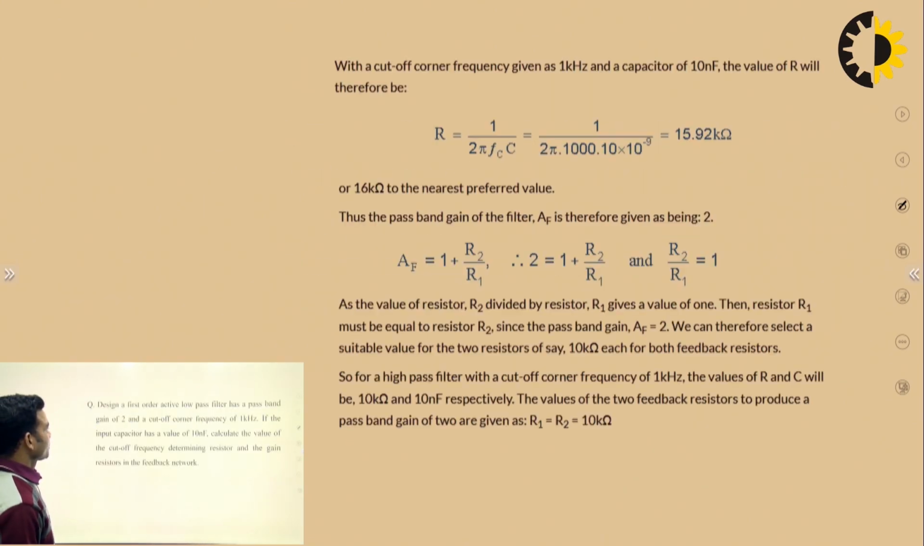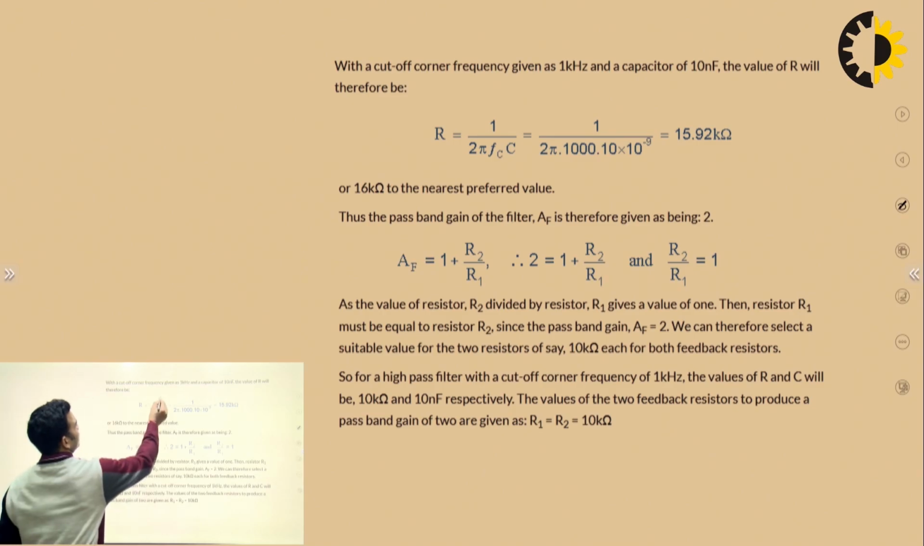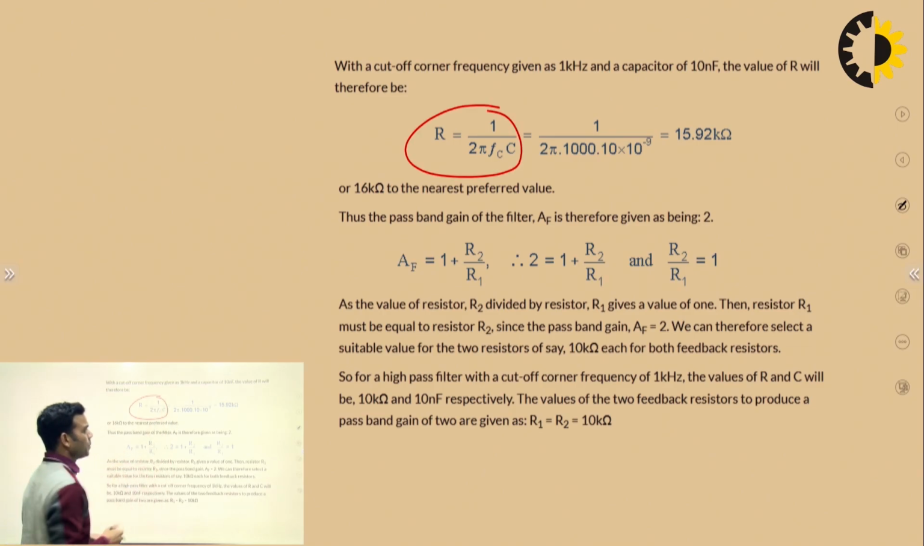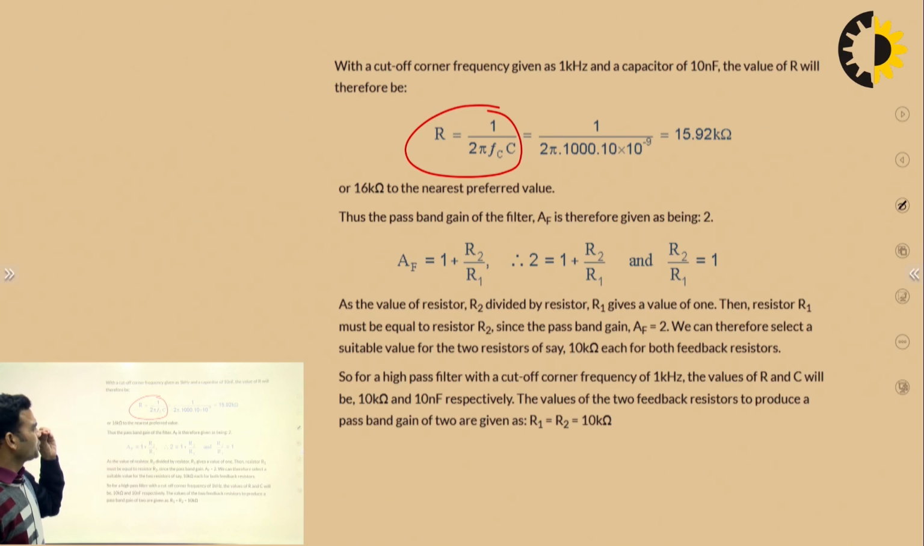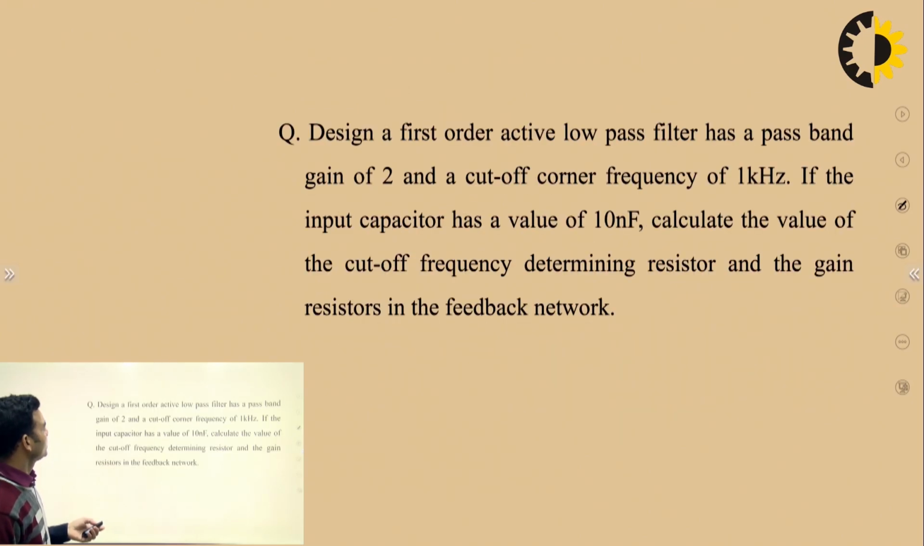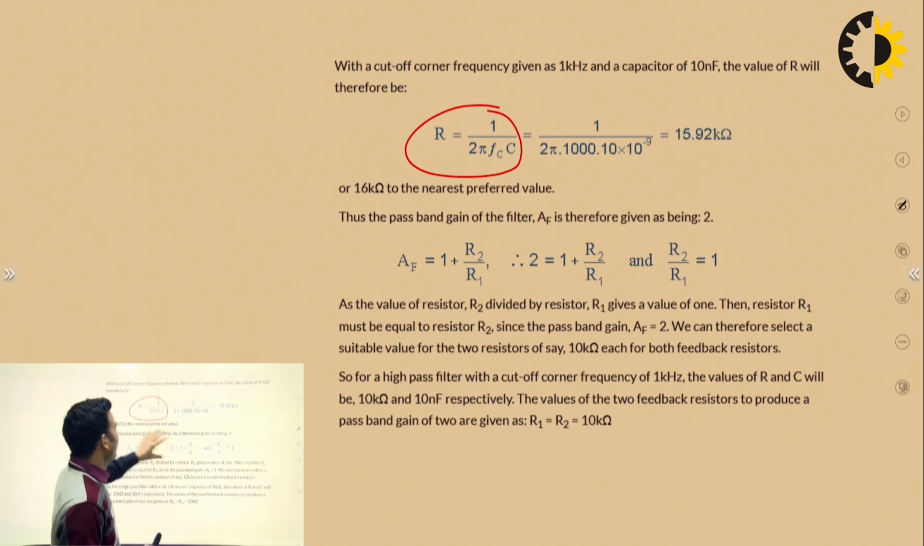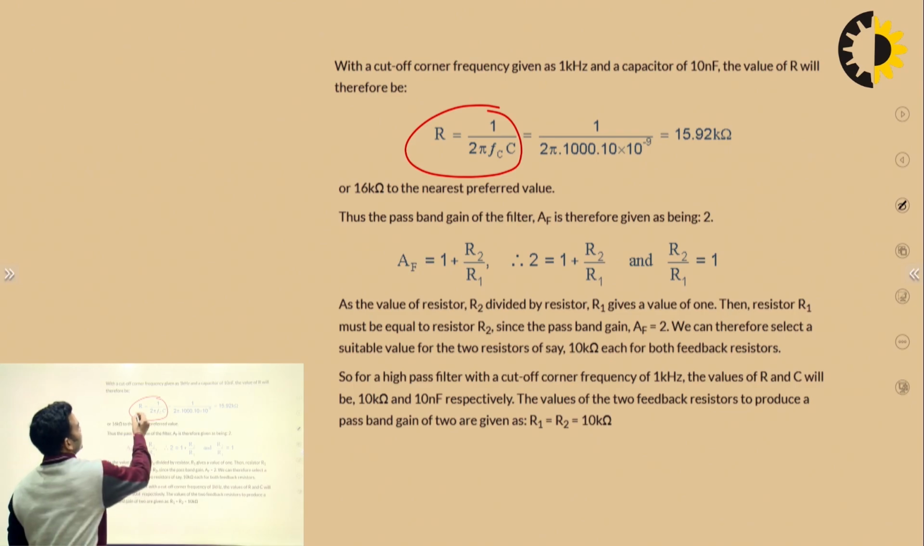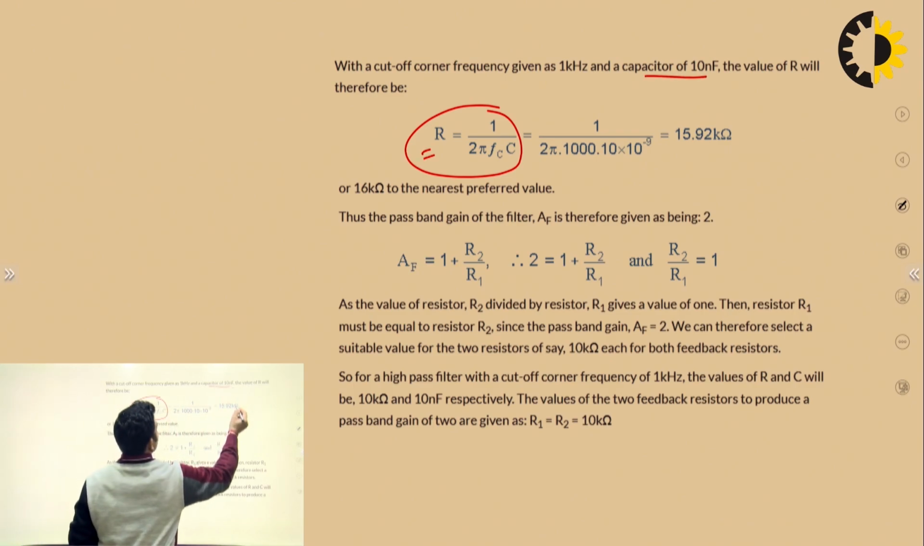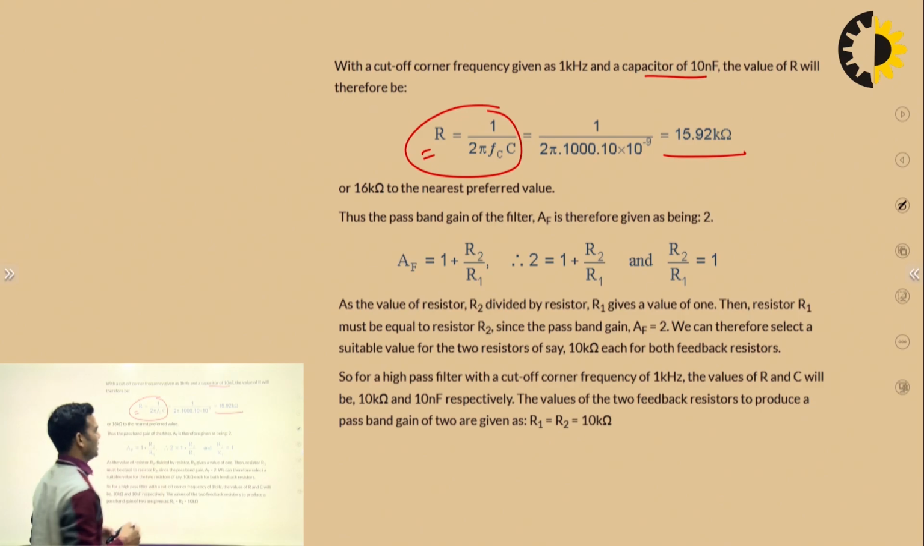So, this is the formula: R is equal to 1 upon 2 pi fc C. If you have any question to design a low pass filter, we can simply use this relation, and we need to assume the value of the capacitor. For example, you can assume the value of the capacitor as 10 nanofarad, and depending on that you can find out the value of the resistor. In this case, by taking this capacitor value, you have found out the resistor value like this.